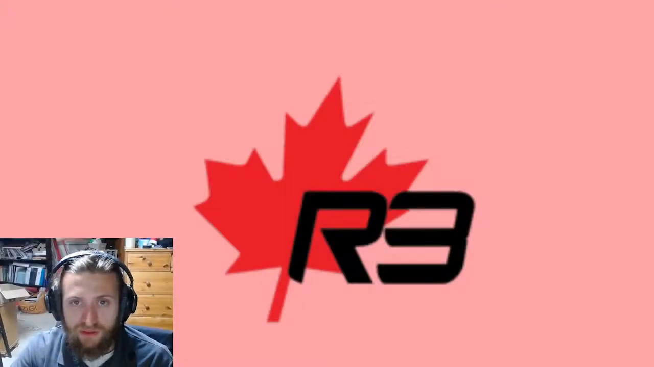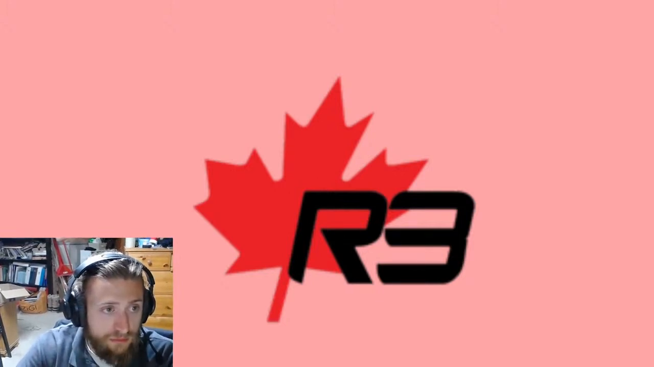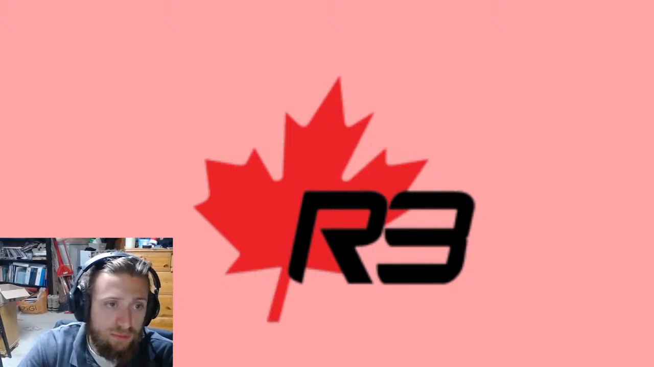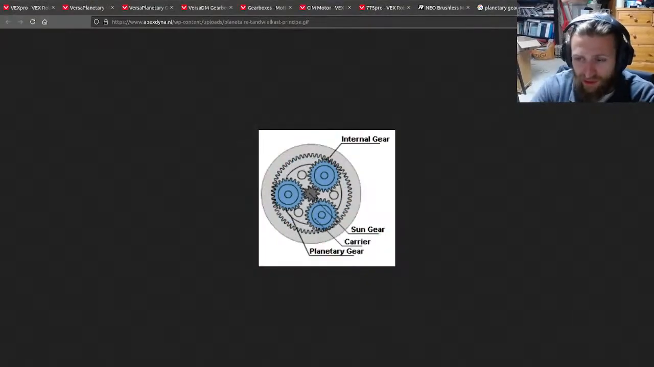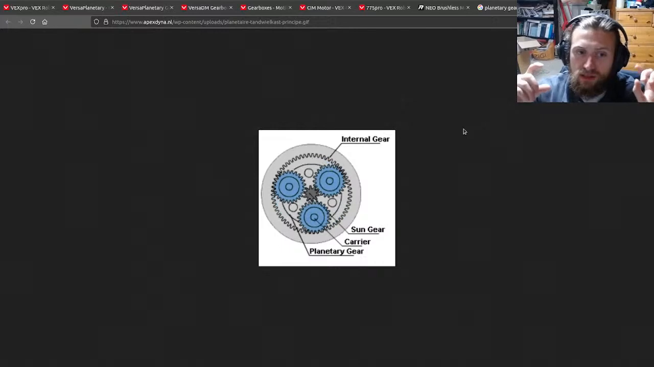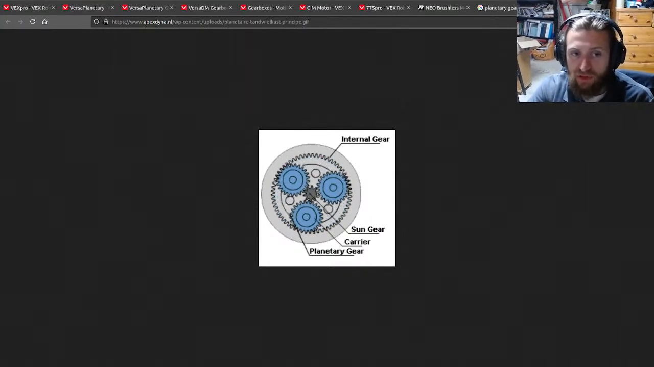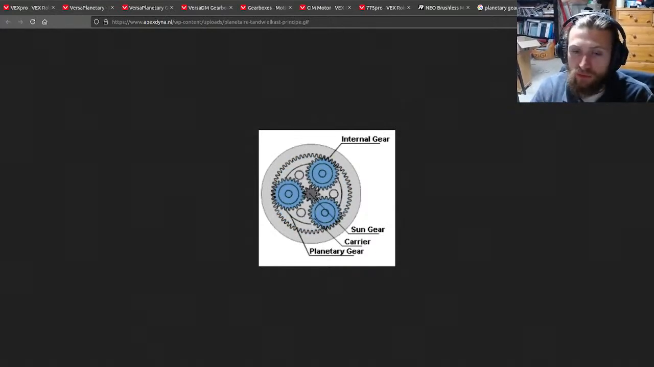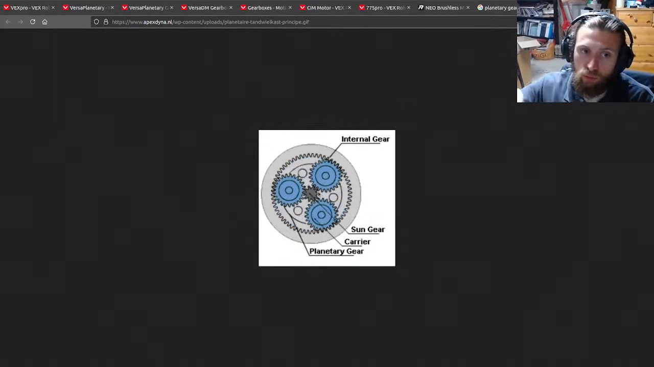Now give me a second to find a picture of a planetary gearbox. Okay. This is the one I want. Beautiful. So, this is how a planetary gearbox works. This is exactly how the Vex gearbox works. Basically, there's the internal gear, the external gear, like on the outside. They have these little planets that orbit around the sun, and they transmit power from the input stage to the carrier. So they ride on the carrier. The input stage would be the sun gear, which is being spun by a motor or something.